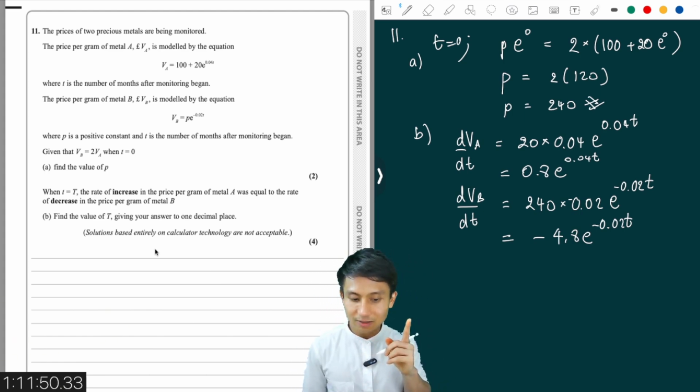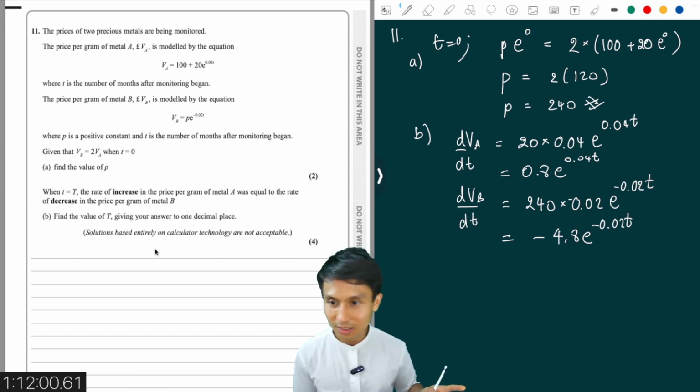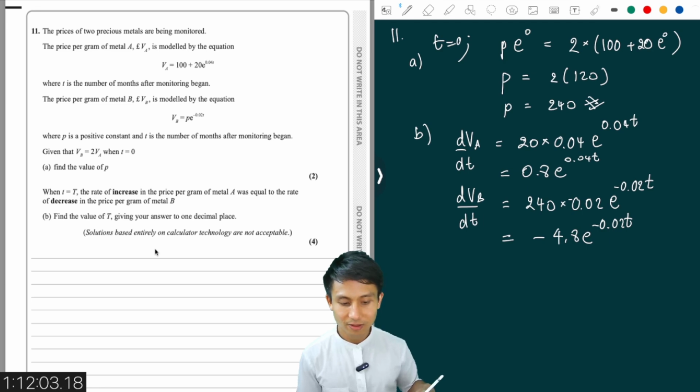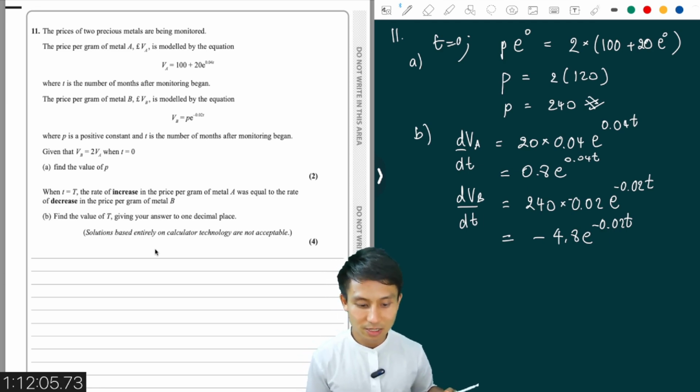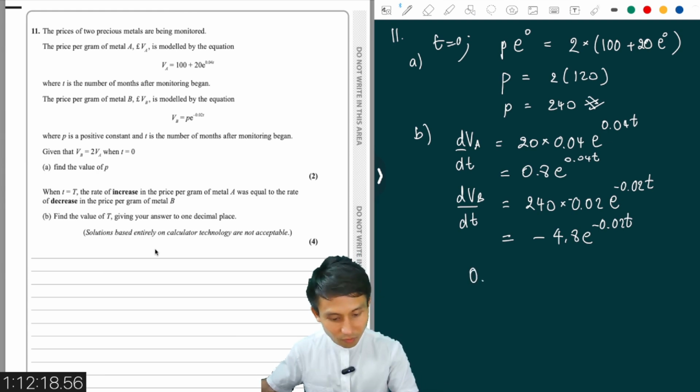Now, it's given that when time equals capital T, the rate of increase in A is equal to the rate of decrease in B. We have to take out the negative sign, because it is accounting for the sign already, since it says increase equals decrease. So we equate 0.8 e to the 0.04t equals 4.8 e to the minus 0.02t.